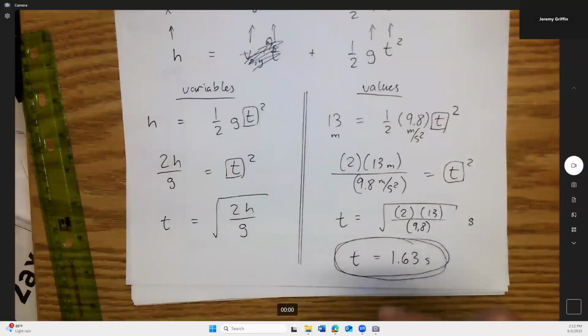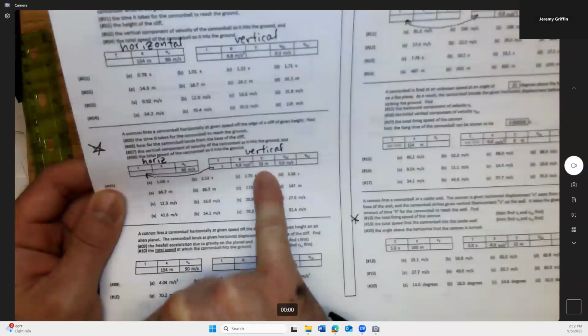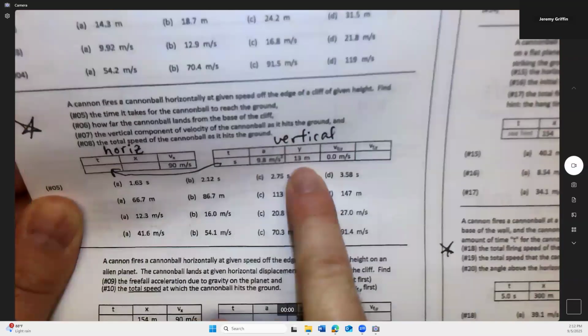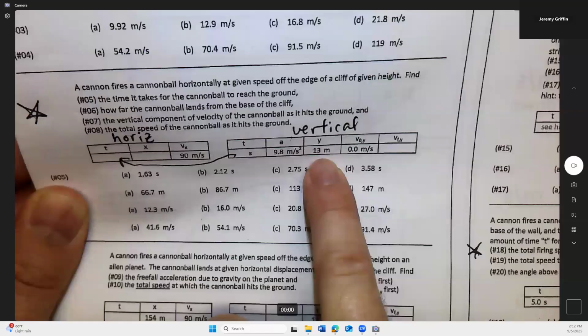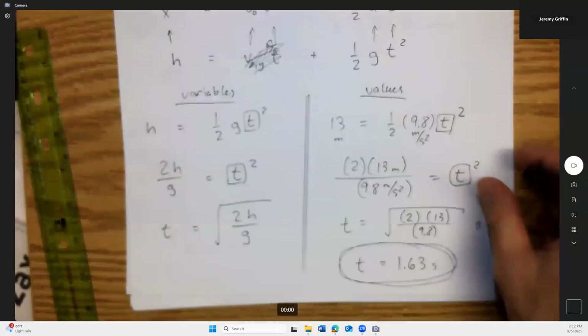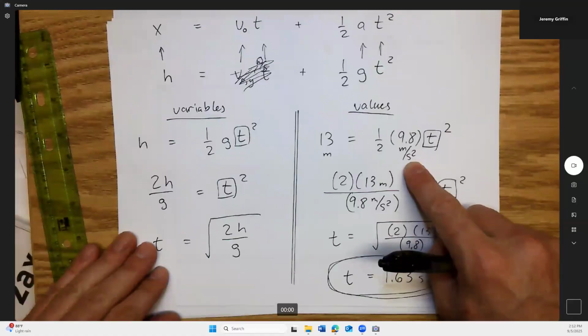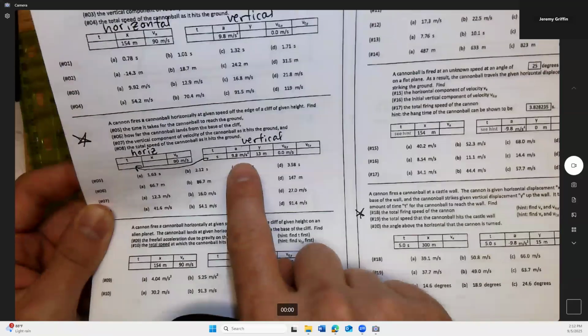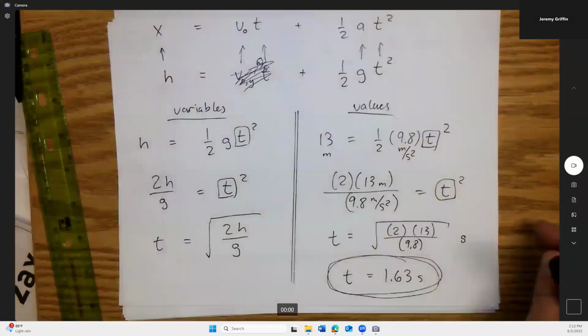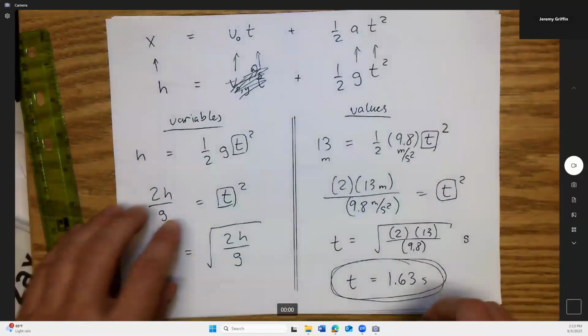Your cliff height is whatever number is in this box right here. Mine says 13 meters. And g is 9.8 meters per second squared. That's the same thing as the vertical acceleration. Right, vertical acceleration could be g. So here it is with variables.